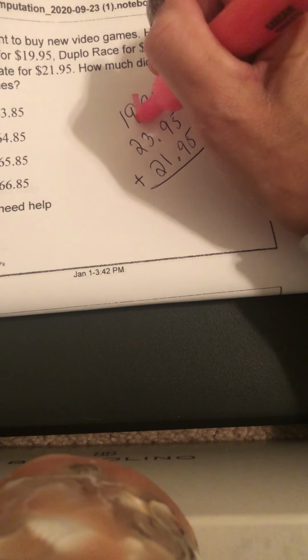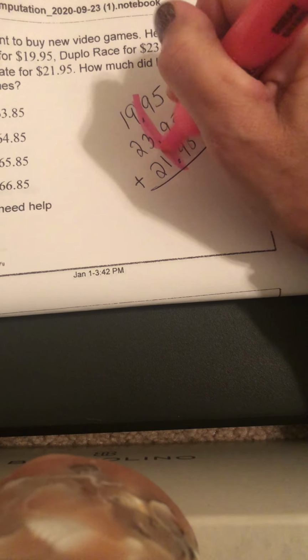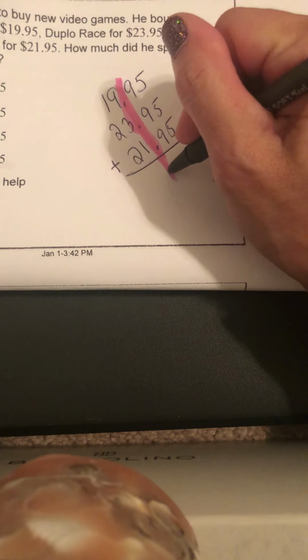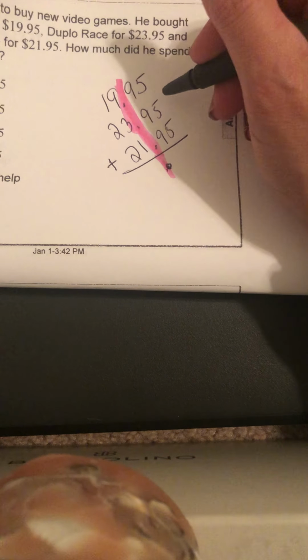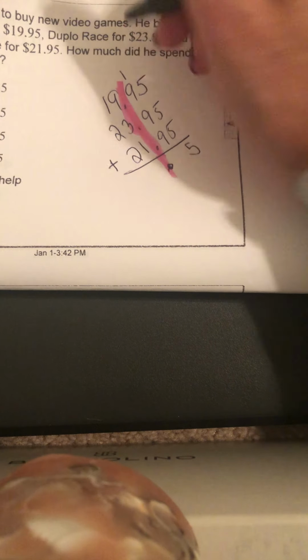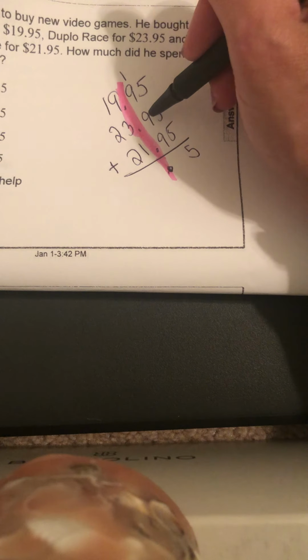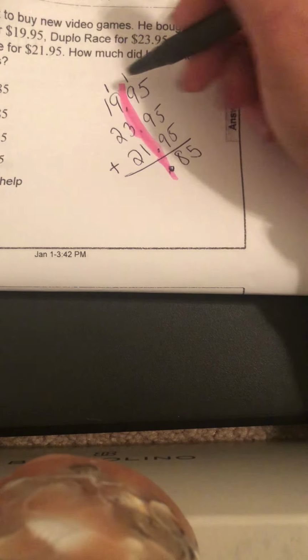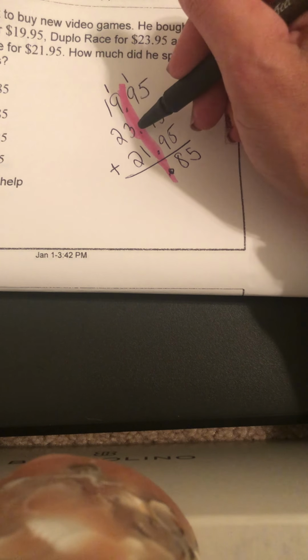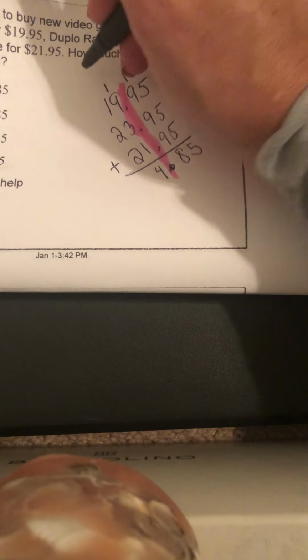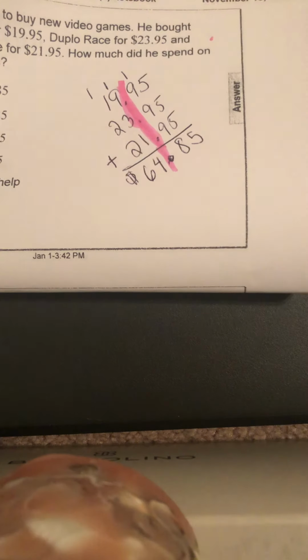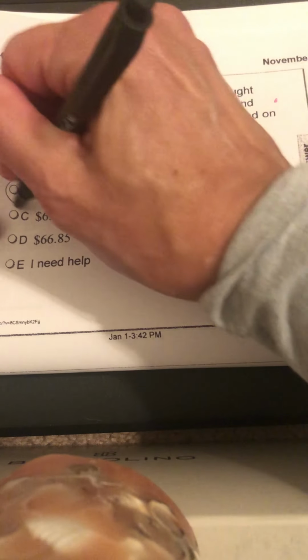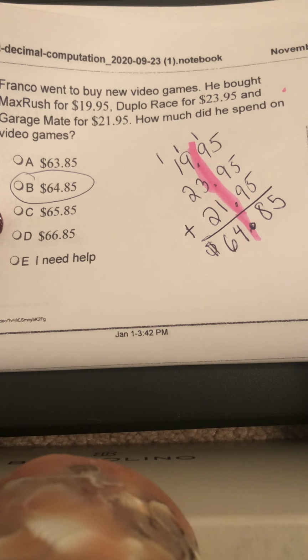Put the addition sign there. I'm going to highlight that I lined up the decimal points, and bring it straight down. So that's where my decimal point is going to go in my answer. 5, 10, 15 here. Carry the 1. 1 plus 9 is 10. Plus 9 is 19. Plus 9 more is 28. Carry the 1. 1 plus 9 is 10. Plus 3 is 13. Plus 1 is 14. 2, 4, 5, 6. So I got $64.85, and that is choice B, $64.85. All right, let's turn the page.